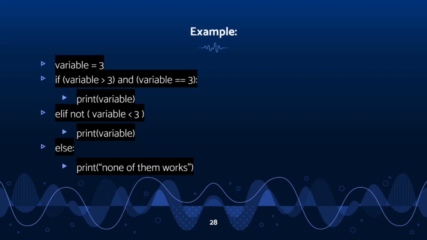Let's look at the next block, starting with elif. It says that variable less than 3, which evaluates to false. However, pay attention to NOT operator in front of it. What happens when you negate false? It evaluates to true. Thus, the print statement is triggered. What about the else block? We don't even need to consider it because the previous conditional statement already evaluated to true.